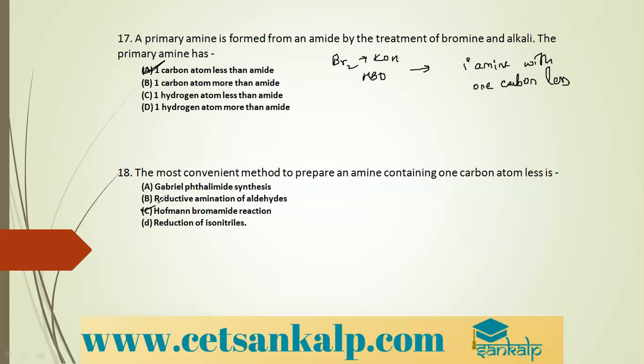Next, the most convenient method to prepare an amine containing one carbon atom less. Which one is it? It is Hofmann's bromamide degradation. Just now we have seen, it will give one carbon atom less.